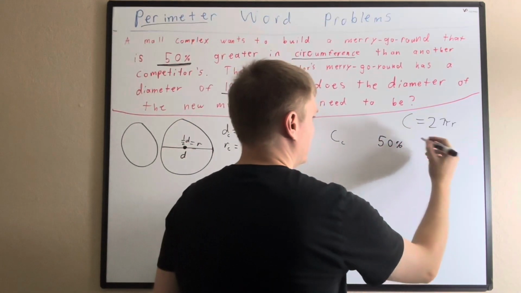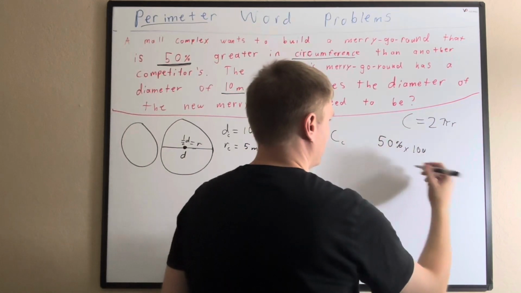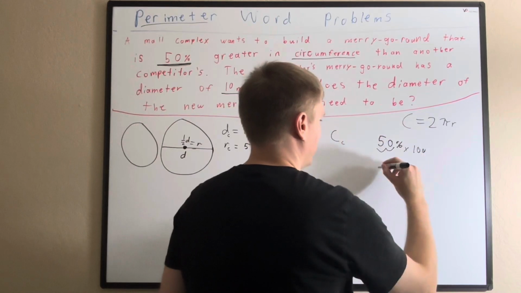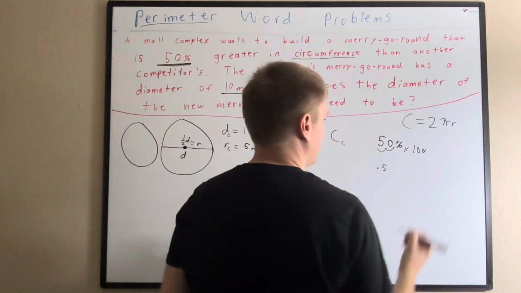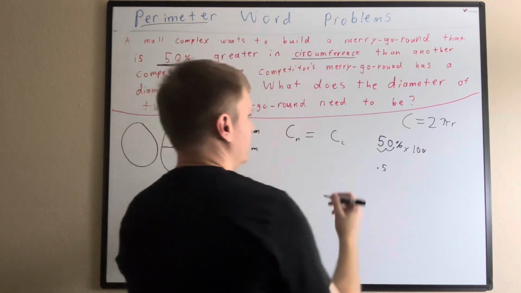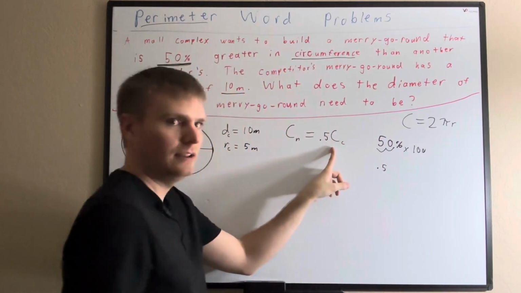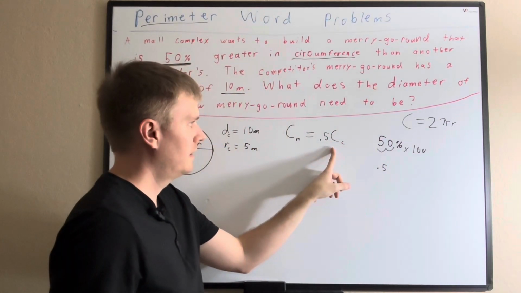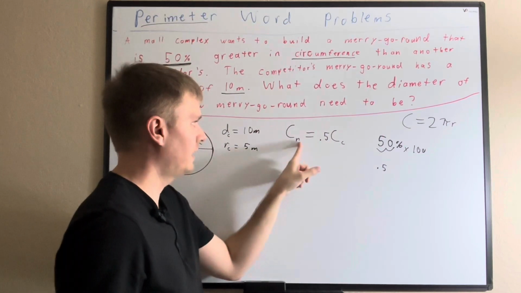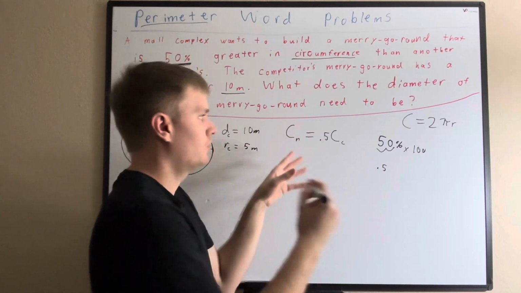So to change that into a decimal, divide it by 100, and we can just move that decimal over twice. 0.5. Okay. So we multiply this by 0.5. Wait a minute, that's not right either. Because multiplying something by 0.5 will just give you half of that. We don't want half of that. We want it to be half greater than that.